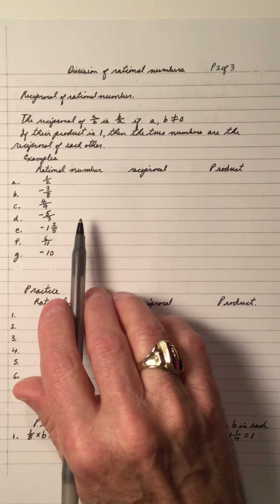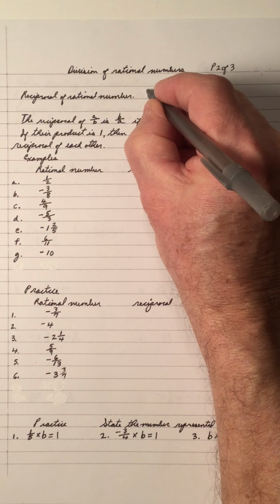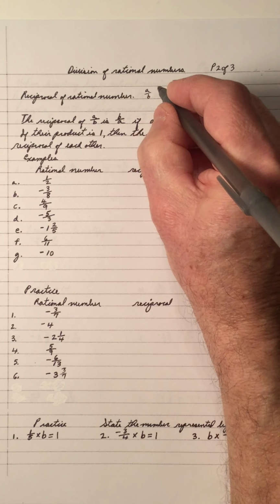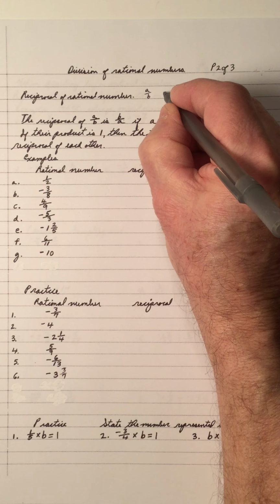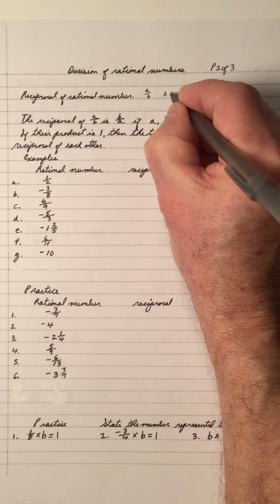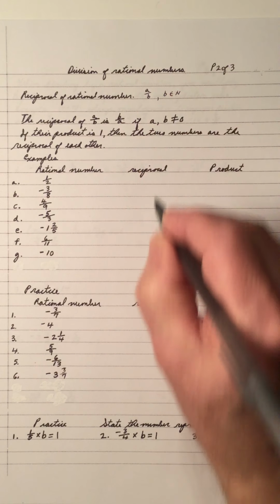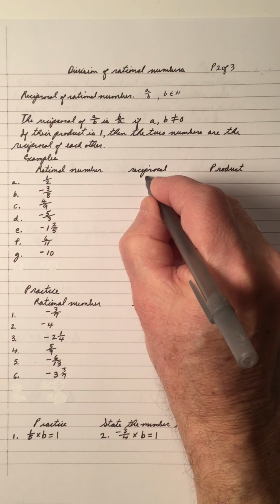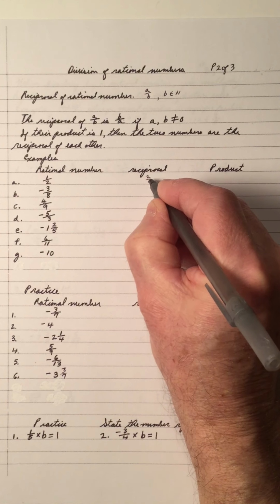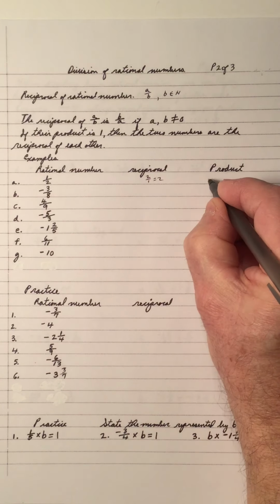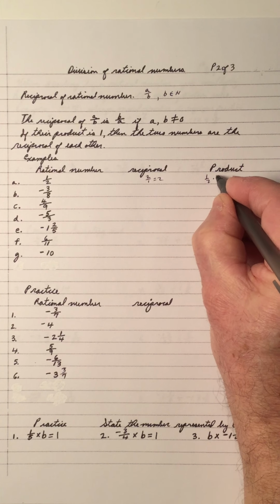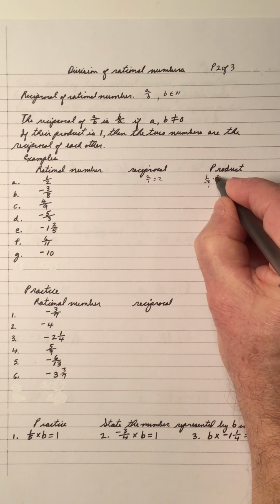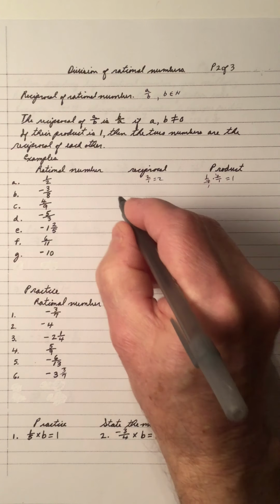So let's do some examples. Again, a rational number is A over B, any number expressed as A over B, where B belongs to the natural numbers. For 1/2, the reciprocal is 2 over 1, or 2. So if we multiply 1/2 by 2 over 1, notice when we multiply, we cancel the ones, so we'll get a 1.